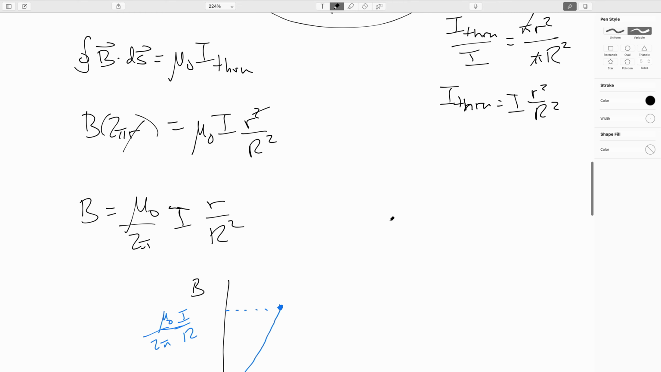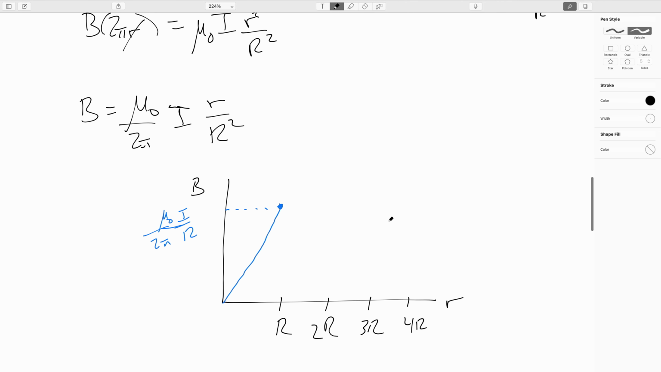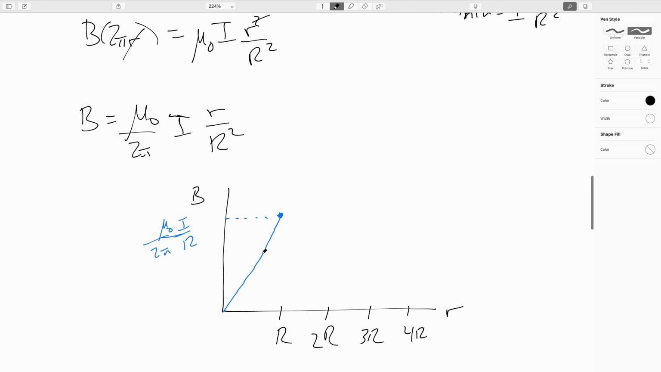Okay. So right where little r is equal to big R, that's our maximum value there. And then when I'm 2 times the radius of the wire away, we've already dropped to a half of that value, and then a third, and then maybe a quarter or something like that. This bit here goes directly as r, and this bit here goes as 1 over r.